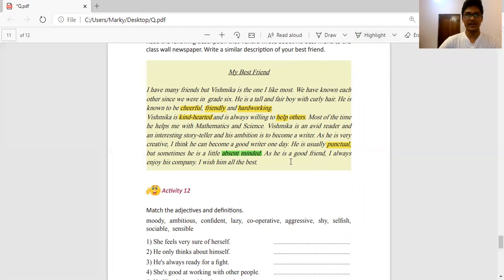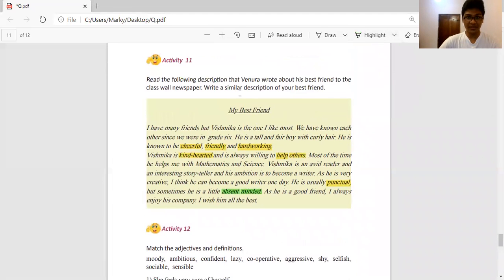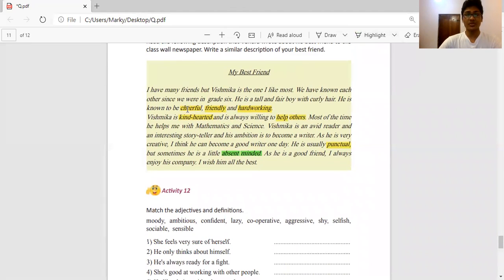As he's a good friend, I always enjoy his company. I wish him all the best. Okay, so that is the description that Venura wrote about his best friend Vishmika. So he's cheerful, friendly, hardworking, kind-hearted, helpful, punctual, and also he is ambitious, because his ambition is to become a writer. He loves reading books, and that makes him a really good storyteller. Okay, so that's another positive quality, while also being absent-minded at times.